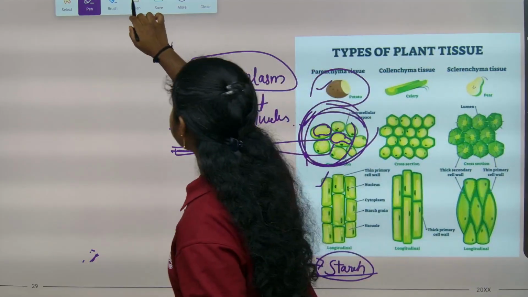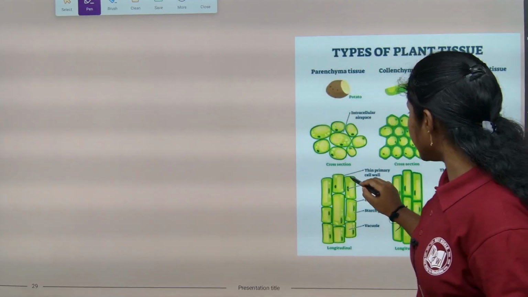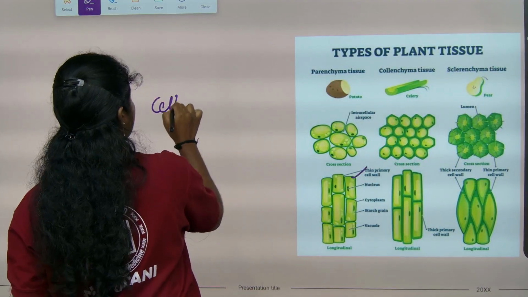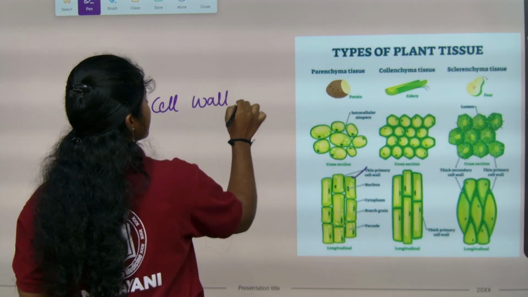So here see, you have the thin cell wall. The cell wall is made up of cellulose. For the parenchyma tissue, the cell wall is made up of cellulose.